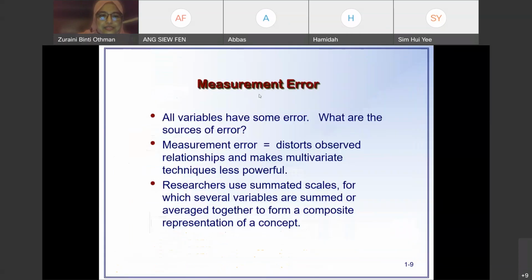Then this is the measurement error. What is the measurement error? All variables have some error. What are the sources of error? First is measurement error. It distorts the observed relationship and makes multivariate techniques less powerful. Okay, this is the error.